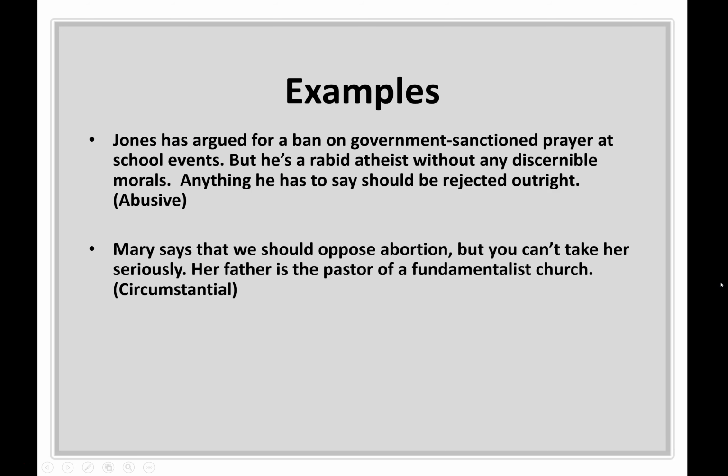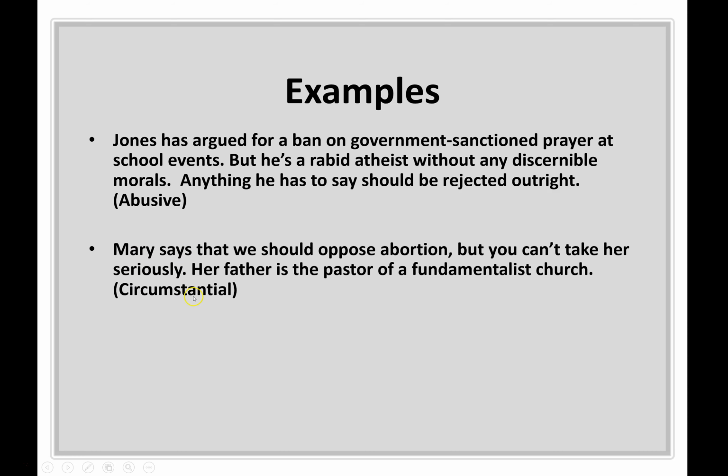Against the person. Or Mary says that we should oppose abortion. But you can't take her seriously. Her father's the pastor of a fundamentalist church. So again, imagine that she puts forth an argument against abortion, and then somebody says, you can't listen to her. Of course she's going to say that. Her father's the pastor of a fundamentalist church. So that's attacking the person's circumstances, right?